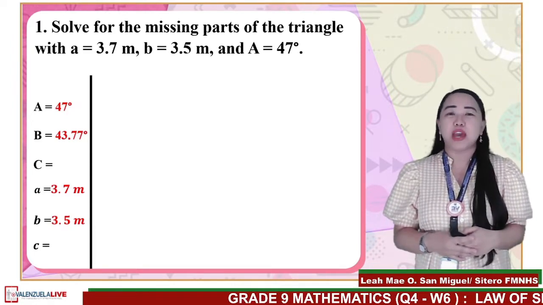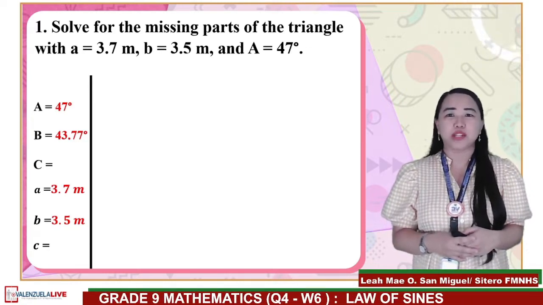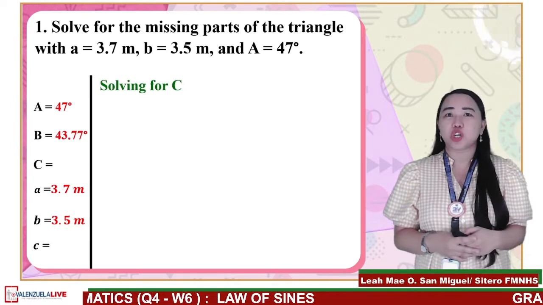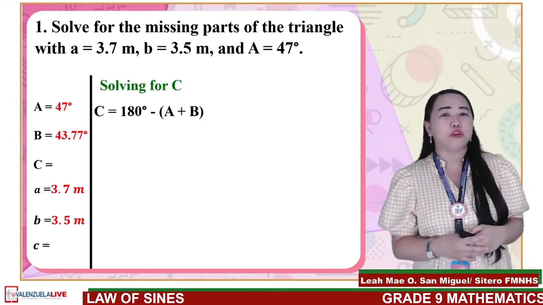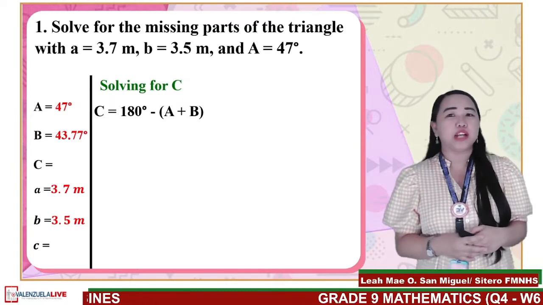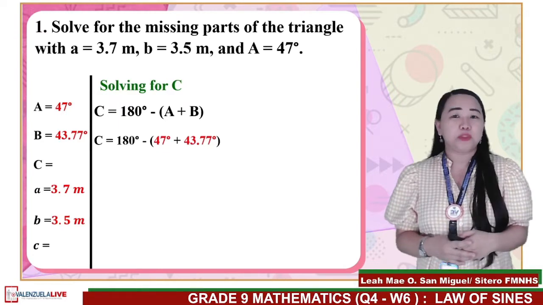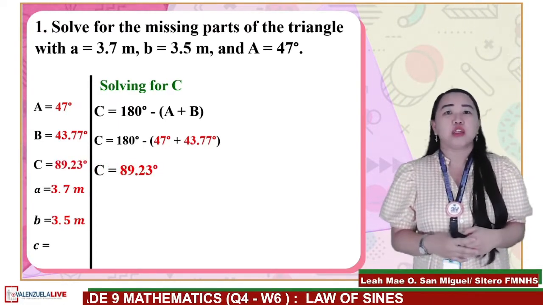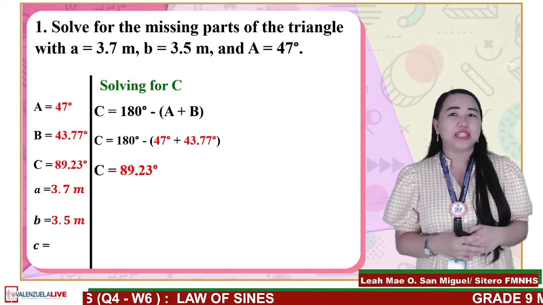We only need the measure of angle C and length of side C to complete the missing parts. Two angles are known, thus, we can solve for the measure of angle C. In solving for C, get the sum of A and B and subtract it from 180 degrees. Substitute the measure of the two angles and simplify it, we get 89.23 degrees. Therefore, angle C measures 89.23 degrees.